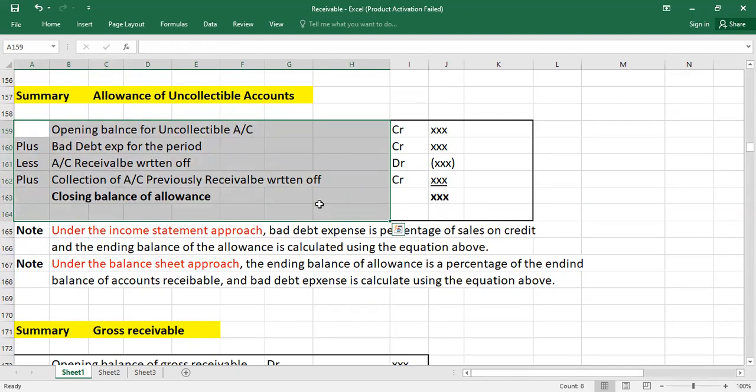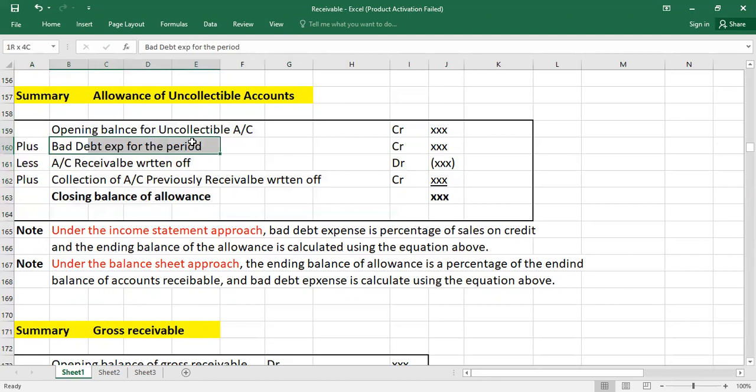For example, if you want to calculate bad debts expense for the period, you will take the closing balance of allowance, minus collection of previously written off receivables, plus accounts receivable written off, because you are reversing now and this is a plus value so you will minus it, minus the opening balance for uncollectible accounts. This is like math only, guys.